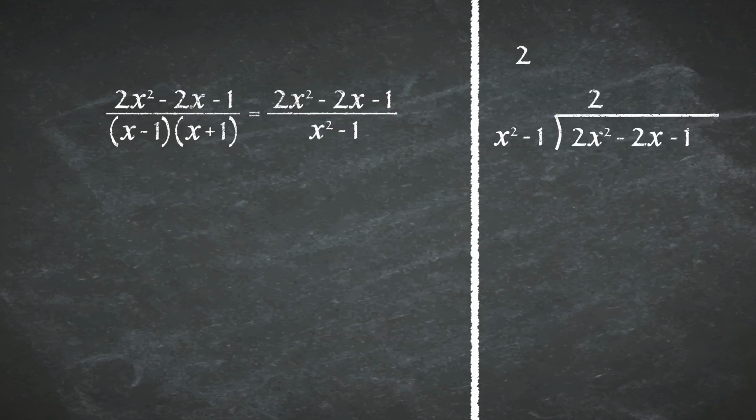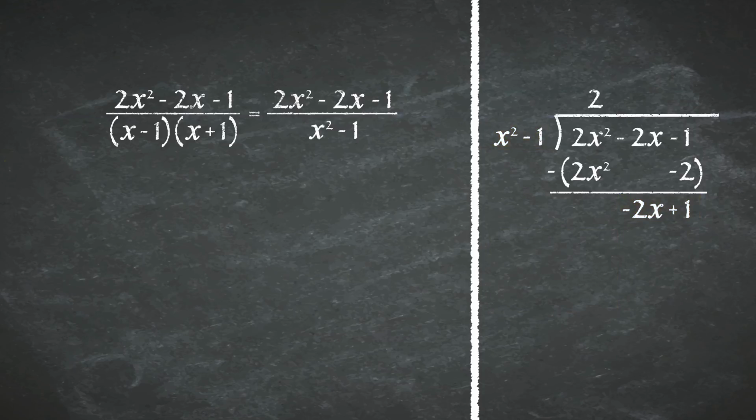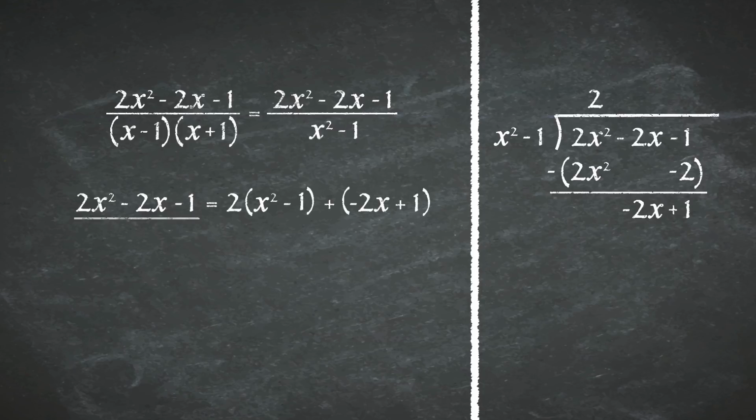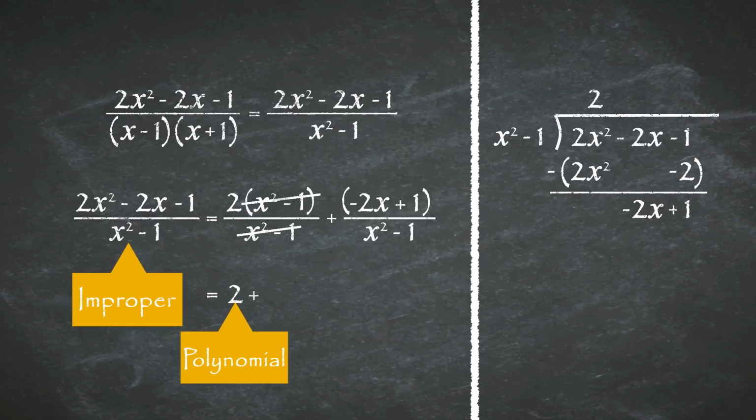Next, multiply 2 to the divisor to get 2x squared minus 2 and then subtract it from the dividend. Compare the degree of the remainder, which is 1, with that of the divisor, which is 2. The remainder has the lower degree, so we stop the long division. Just as before, we can express 2x squared minus 2x minus 1 in this way. Again, we can divide all the terms by x squared minus 1 and simplify to express an improper fraction as a polynomial plus a proper fraction.